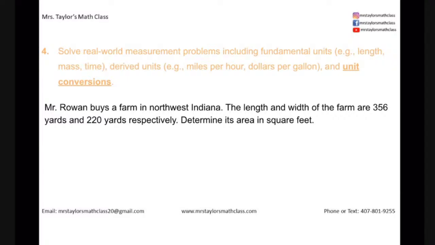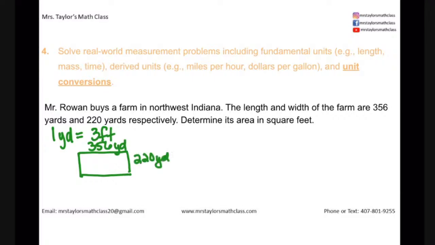So first off, you need to look on your reference sheet, because you do get a reference sheet. What's the relationship between yards and feet? I do know that 1 yard equals 3 feet. So we're going to convert both of these units of measure to feet. Right now what you're working with is a rectangle, and one side is 356 yards, the other is 220 yards. So let's go convert them both.